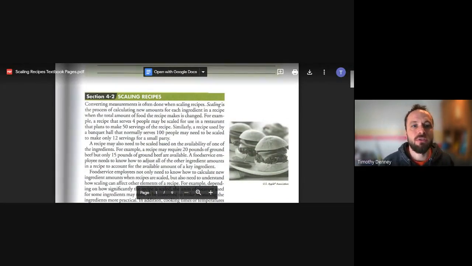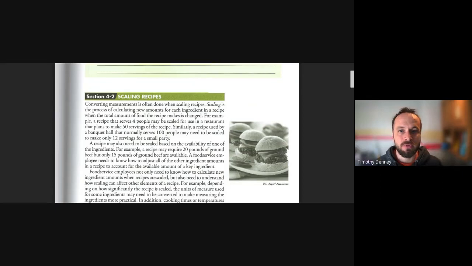All right, converting measurements is often done when scaling recipes. Scaling is the process of calculating new amounts for each ingredient in a recipe when the total amount of food the recipe makes is changed. For example, a recipe that serves 4 people may be scaled for use in a restaurant that plans to make 50 servings of the recipe. Similarly, a recipe used by a banquet hall that normally serves 100 people may be scaled to make only 12 servings for a small party. So we can either scale up or scale down.